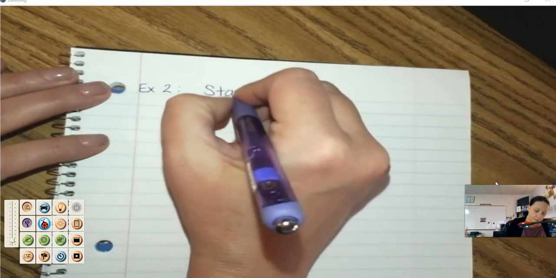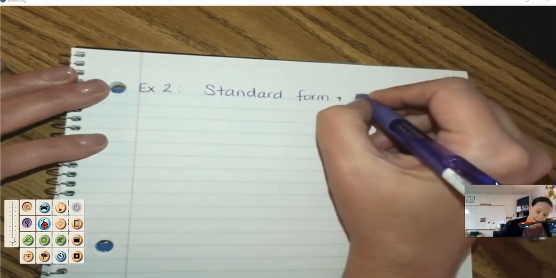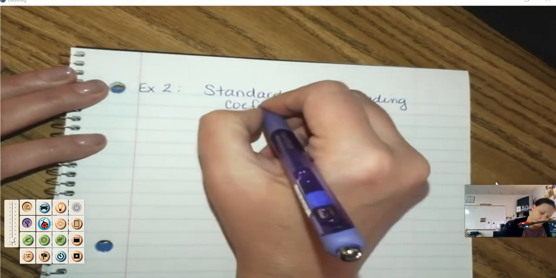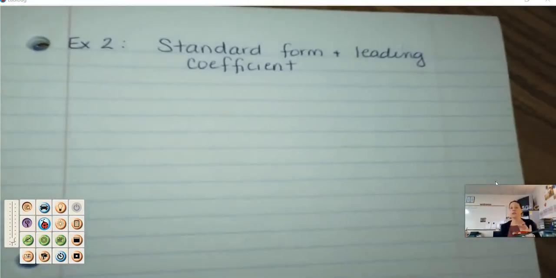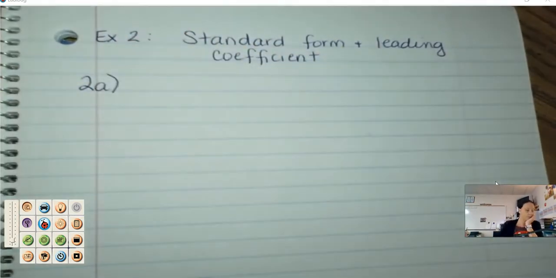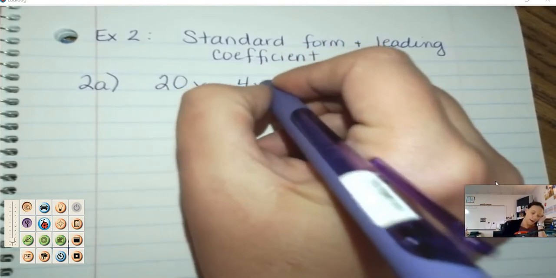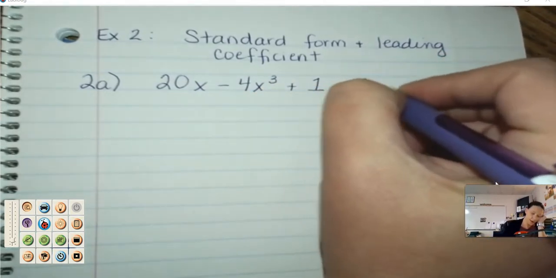For example 2, it's going to say to write it in standard form. And I want the leading coefficient. So to get the leading coefficient, you have to put it in standard form first. Okay, 2a. 20x minus 4x cubed plus 1 minus 2x squared.